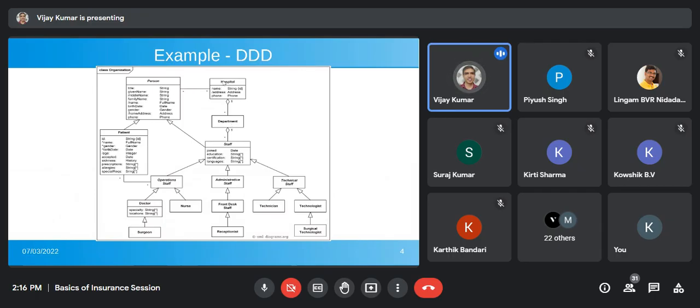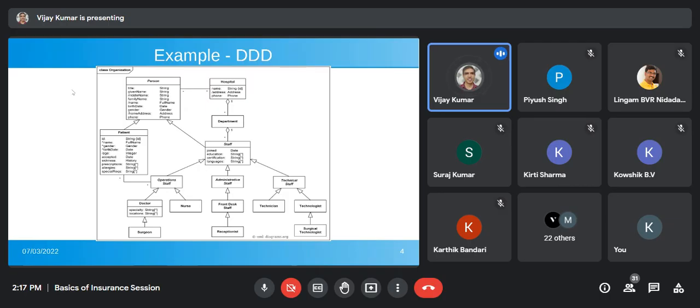So in a hospital we are going to have persons, and the persons are basically patients, or staff. Staff could be a nurse or a doctor. Then there could be administrative staff, which is front desk, and similarly there could be technicians, technologists, and the lab guys, and all those things, right? So see how simplified my design becomes.